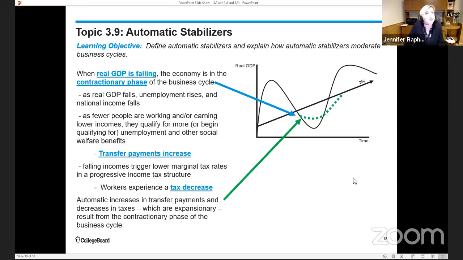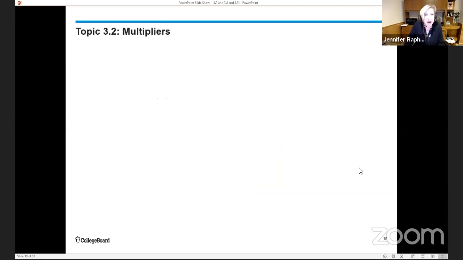All right. Okay, so now this is probably the part that you're waiting for. This tends to be one of the trickiest topics in AP Macro for my students. So we're going to spend a bit of time here really talking about multipliers.